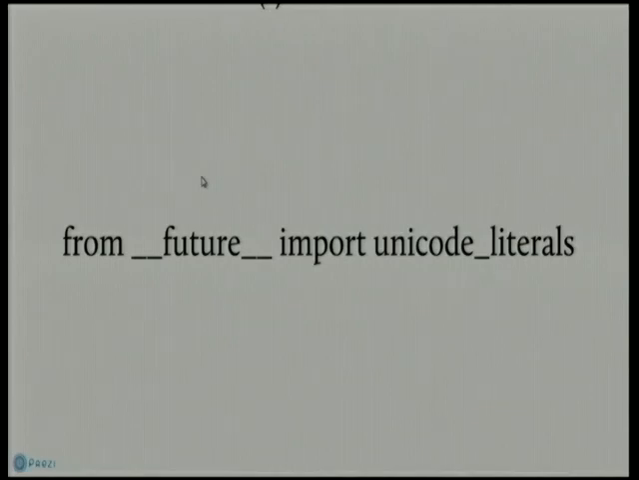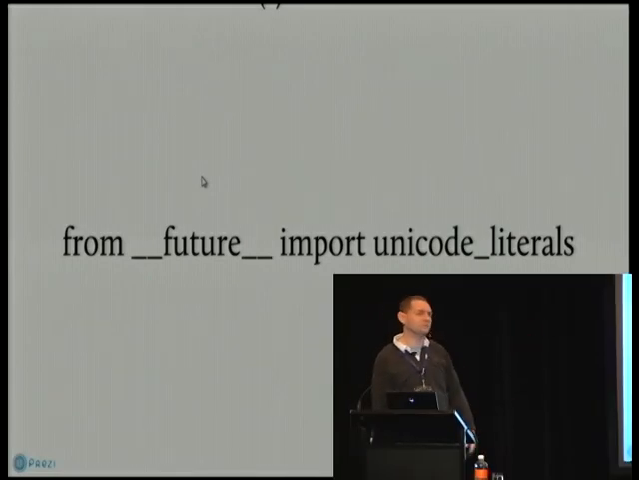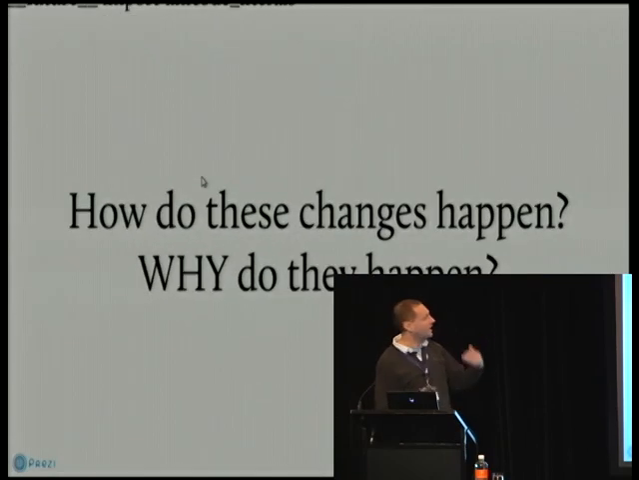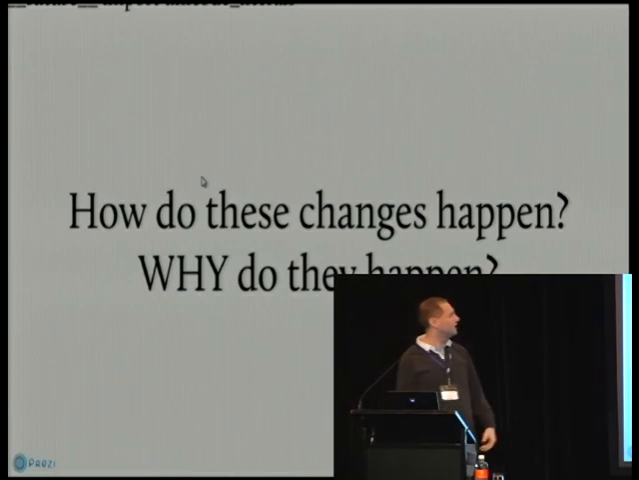And then one of the biggest changes going from Python 2 to Python 3, the idea that all strings are Unicode. And so you can actually get access to that in Python 2 by doing a from __future__ import unicode_literals. So how do those kind of changes happen? Why do they happen in the first place?